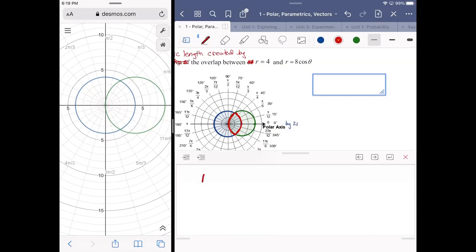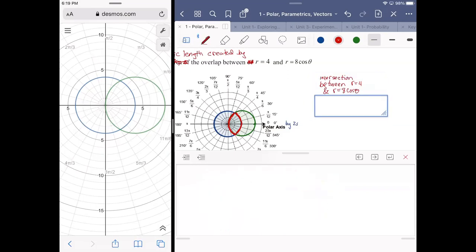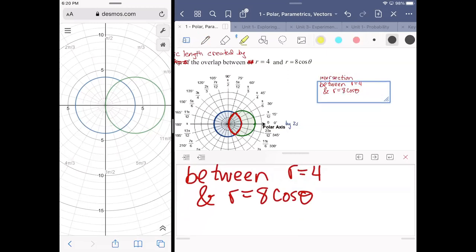All right. So we're looking for the intersection between r equals 4 and r equals 8 cosine theta. And again, we want to be prepared to do it by hand, so I'm not going to go into how to do it on Desmos right now. When you want to solve equations, it's pretty straightforward. But for now, we'll just focus on the by hand approach.